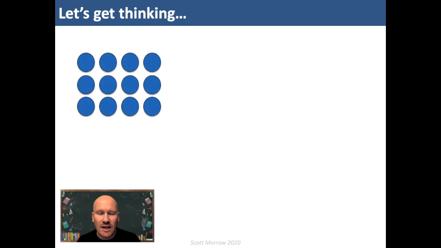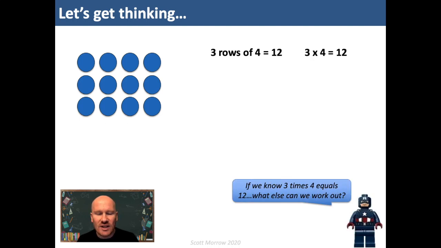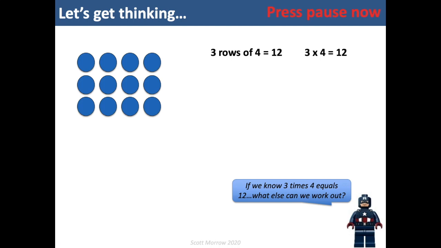Here we've got our array of 3 rows of 4 which makes 12, or we can say 3 times 4 equals 12. Now we don't need to memorise all of the times tables facts if we can make connections between those facts. So now what I'd like you to think about is, if we know 3 times 4 equals 12, what else can we work out? Pause the video for a few minutes and discuss with a partner what other times tables facts we can work out just from knowing that one fact.